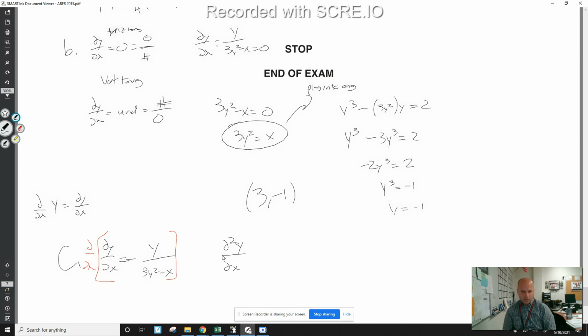So d squared y over dx squared equals. This is a quotient, so I have to use the quotient rule. It's the derivative of the top times the bottom, minus the derivative of the bottom times the top. That's going to be 6y dy/dx minus 1 times the top, all over the bottom squared.